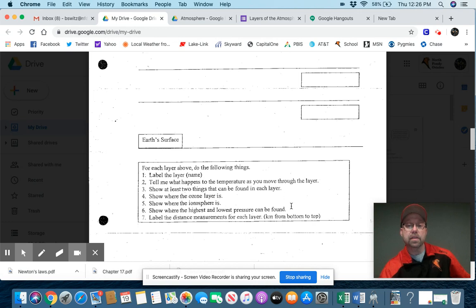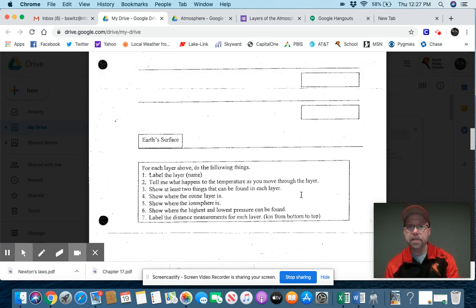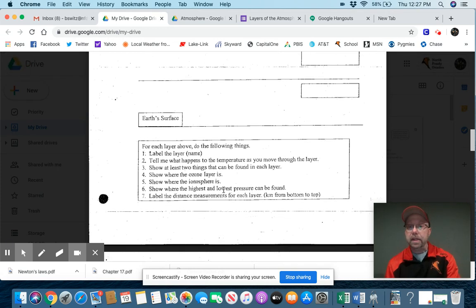We talked about how to find the two things that can be found in each layer. You might have to look at pictures in the book. You might have to Google some of those things, but make sure you write in here a couple of things that can be found. We also talked about the ionosphere a little bit yesterday. Today is about ozone layer and pressure. So actually, let's start with pressure.